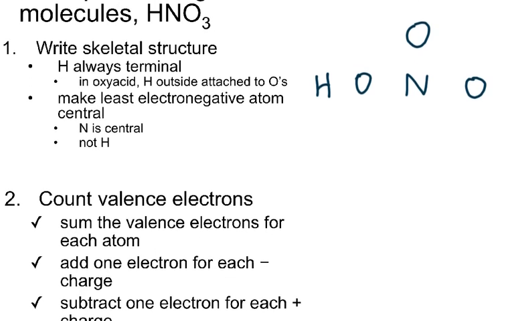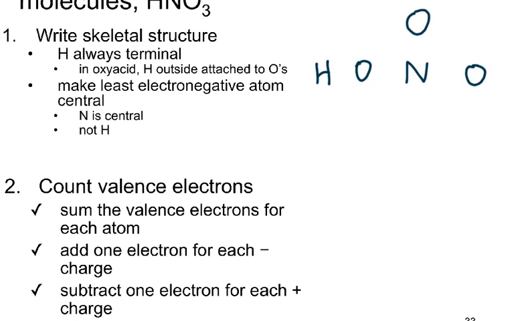Now I need to count how many valence electrons I have. So my hydrogen comes with 1, my oxygens each come with 6, and I have 3 of those, and then my nitrogen comes with 5. So I have a total for this molecule of 24 electrons to account for. If this was a charged structure, I would want to either add an electron for every negative charge or subtract 1 for every positive charge.